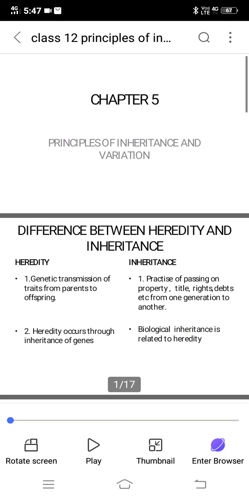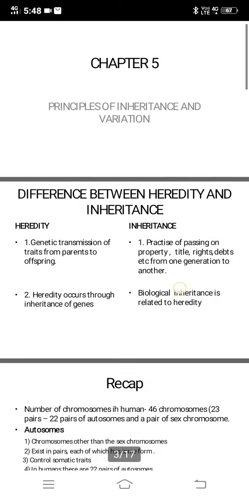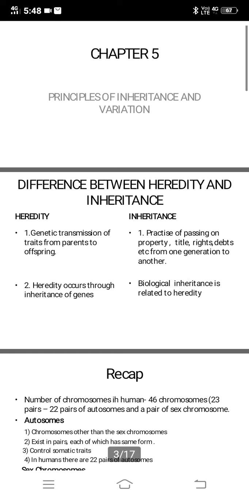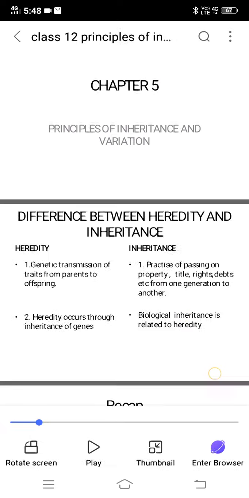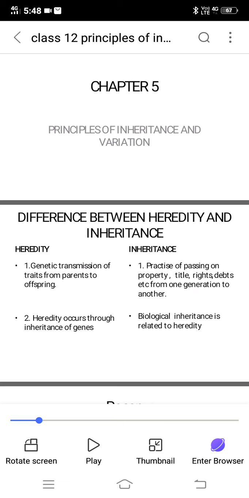Hello students, we are going to start the next unit, that is chapter 5, Principles of Inheritance and Variation. When we start this chapter, the first thing that should be known is the difference between heredity and inheritance. What is heredity? It is the genetic transmission, that is, the genes are transferred from the parents to the offspring. And in case of inheritance, anything can be passed from the parents to offspring.